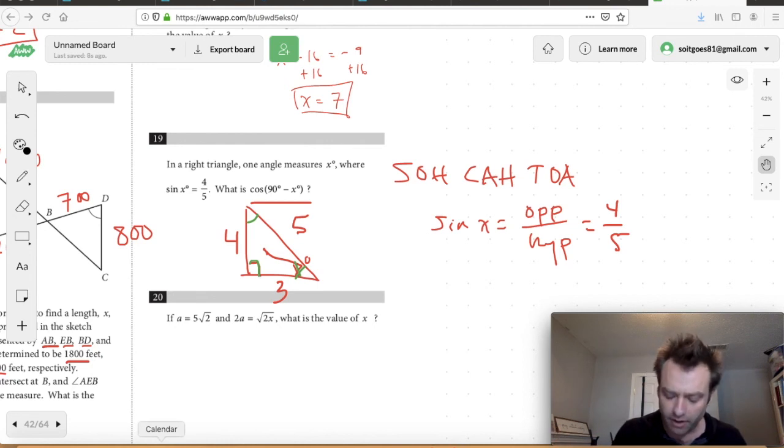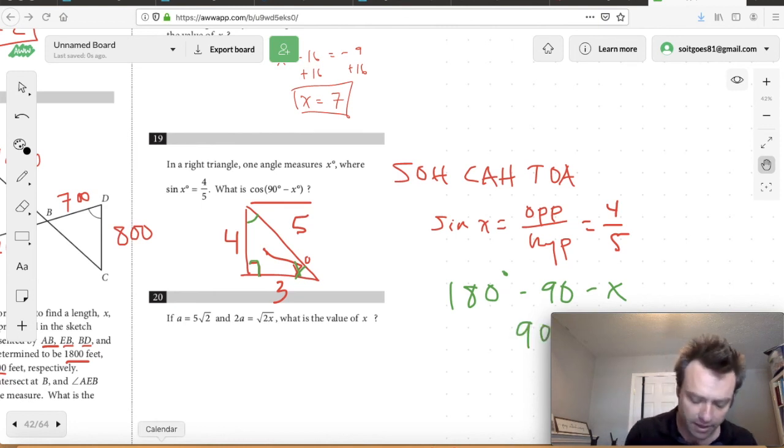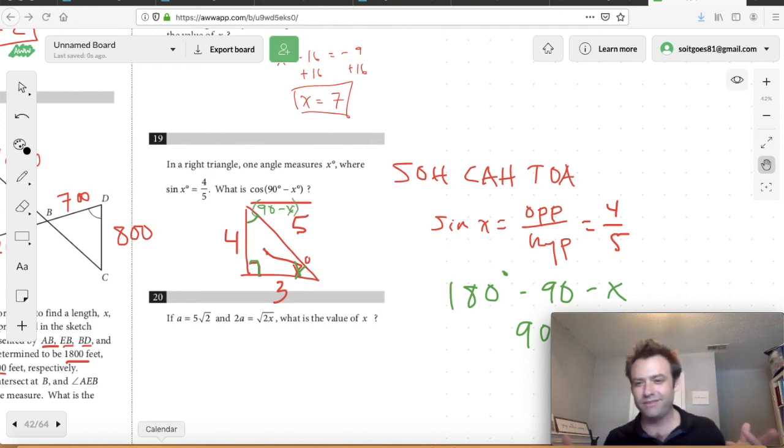So if you've got 180 degrees in a triangle, you subtract 90, and you subtract x, you're just combining like terms. You get 180 minus 90, that's 90, minus x is the remaining unknown angle. This guy up here is 90 minus x. Has to be. All right, there's also a trig identity thing of knowing, but just logically you can kind of work it out. It's got to be the other angle.